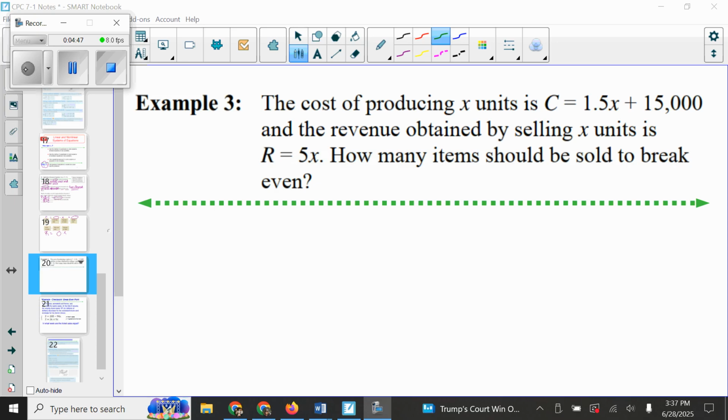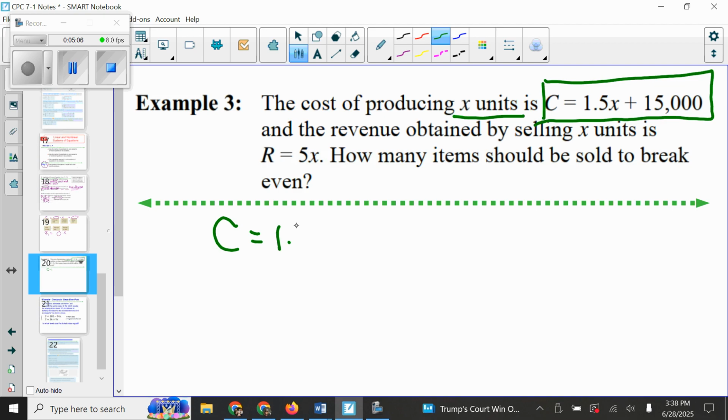All right, so let's take a look at an example. We're just going to do a pretty basic one with a pretty easy cost and revenue function. Let's highlight some of the big information here. It says the cost of producing X units, so they're using X for the number of units again, is 1.5 times X plus 15,000. So that's the cost function. What does that mean? What are all those numbers telling you?